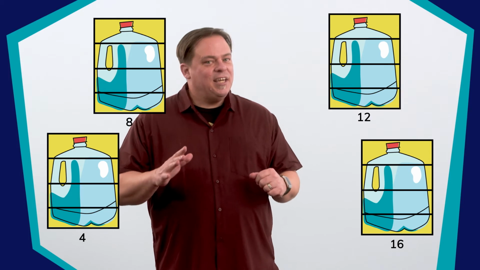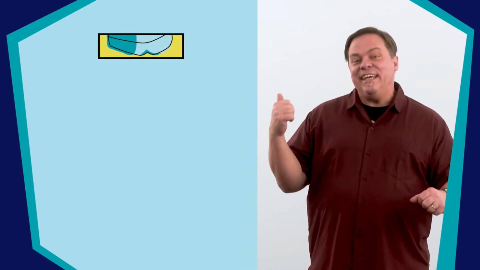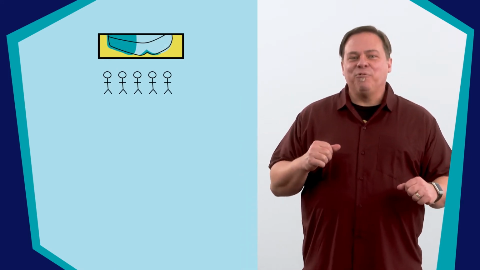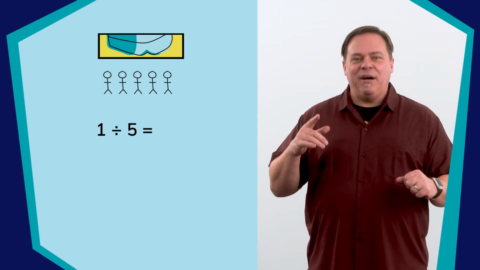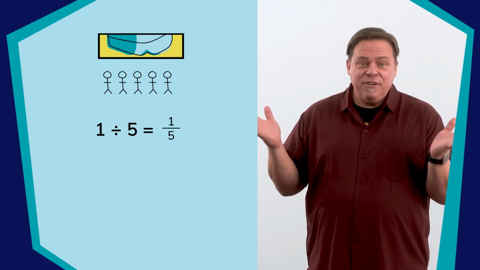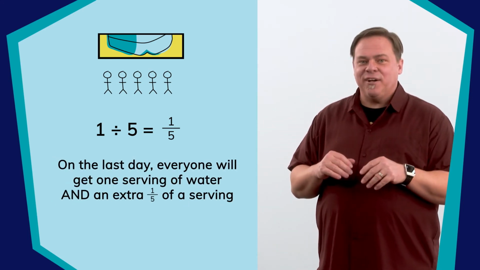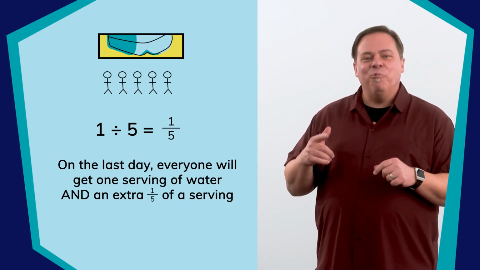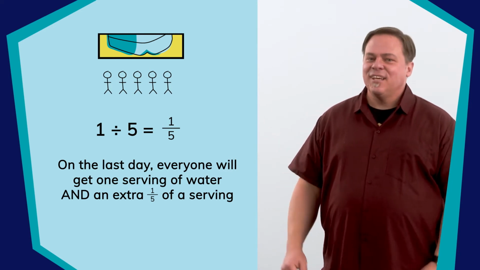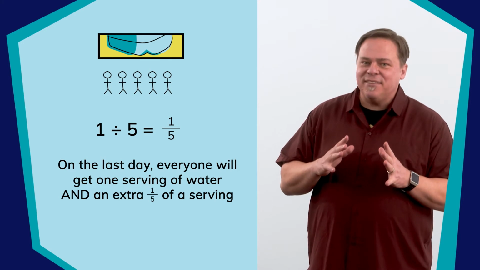So, if we want to drink all the water on the last day, I could take that last serving and divide it by 5. I'll represent it as 1 divided by 5, or 1/5. That's 1/5. On the last day, everyone will get 1 serving of water and an extra 1/5 of a serving. We are figuring out so much of this trip using math.